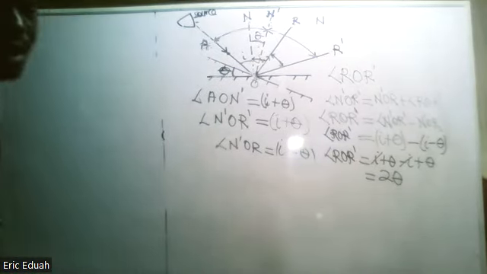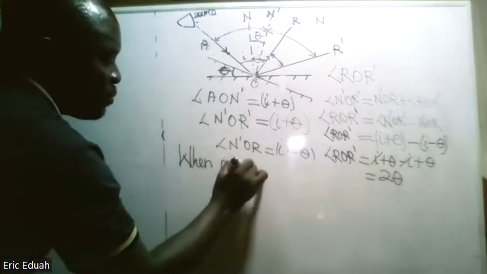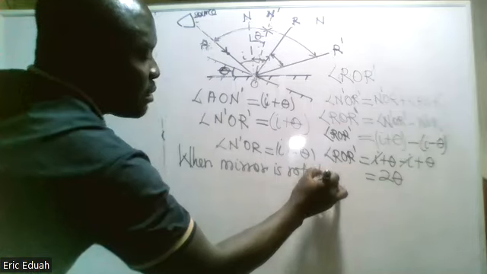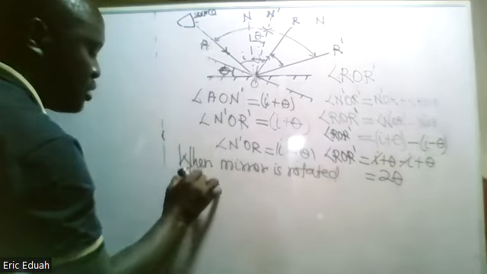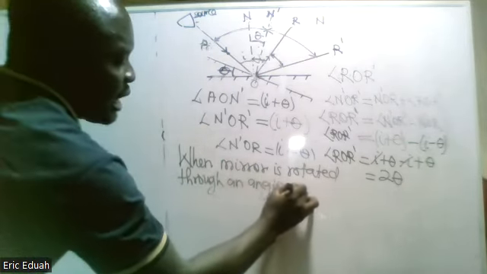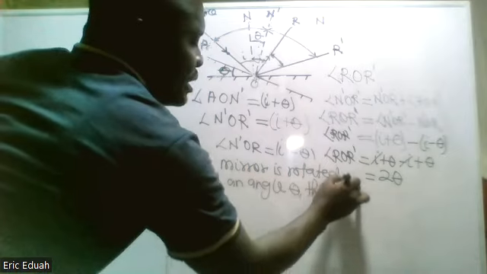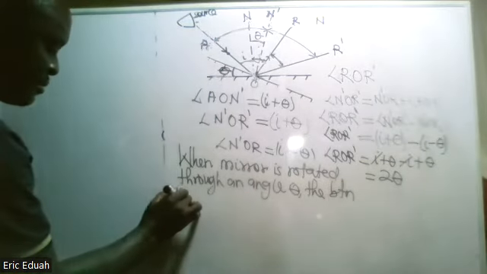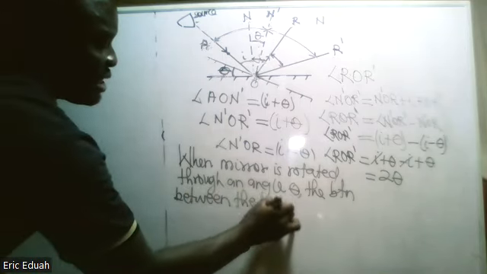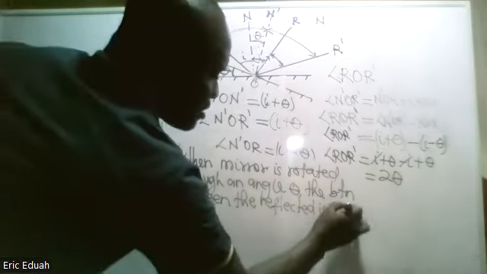Meaning that the concept is that when a mirror is rotated through an angle theta, the angle between the reflected rays is twice the angle of rotation, theta.